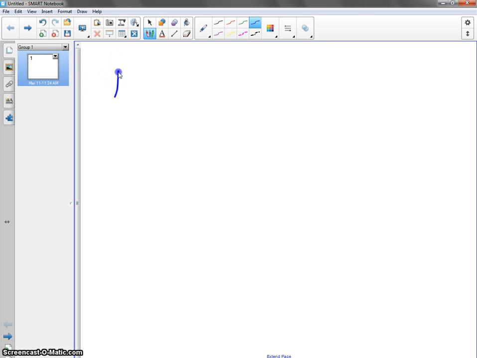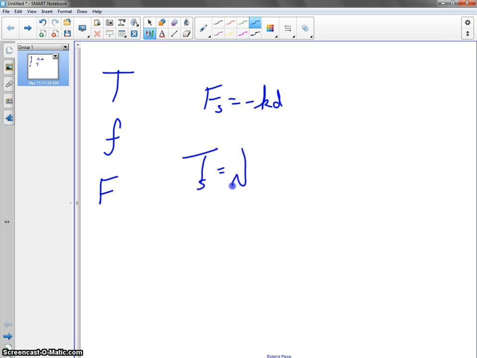So remember the difference between all these symbols. We've got big T, we've got little f, and we've got big F. Okay? So period, frequency, and force. So when I have an equation like the force of a spring equals negative kd, that gives me the force, not the frequency. So how would I find the frequency? Well, first I'd have to find the period using this equation here.